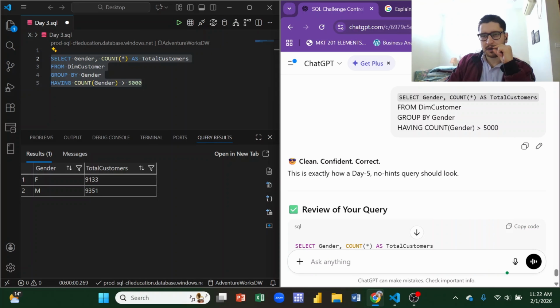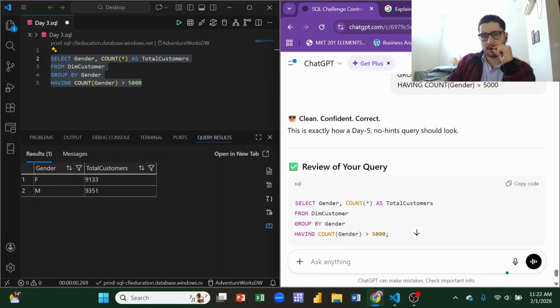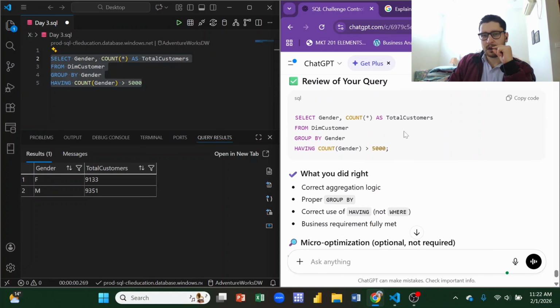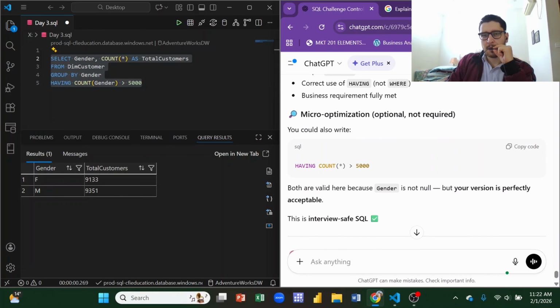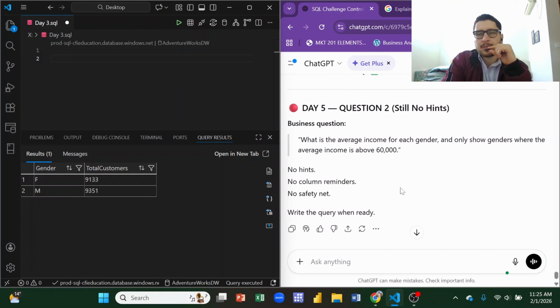After pasting our query to ChatGPT, the results were clean, confident, and correct. This is exactly how a day 5 no hint query should look. Review of my query: correct aggregation logic, proper group by, correct use of having, not where, business requirement fully met. Micro optimization, optional but not required: having count star greater than 5000. Both are valid. Now moving to question 2 of day 5.